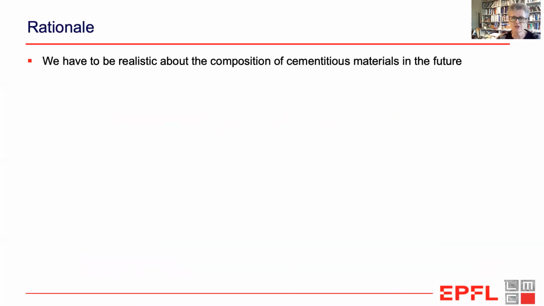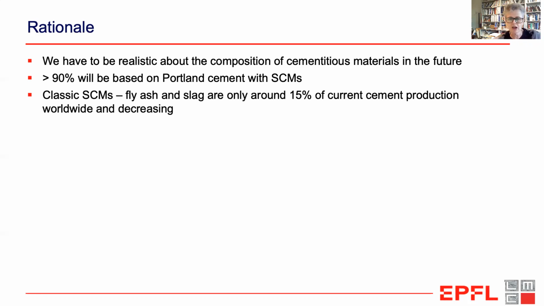Now, what's the rationale for this study? Well, if we're realistic about things, the composition of cementitious materials in the future will continue to be based on Portland cements with increasing incorporation of supplementary cementitious materials, as this is by far the most effective way to reduce CO2 emissions. Now, unfortunately, the classic SCMs we've been using for many decades, like slag and fly ash, are in increasingly short supply. Today, there's about 15% compared to the demand for cement, and this is decreasing due to the fact that we want to stop burning coal, that we want to find less CO2 intensive ways of producing iron.